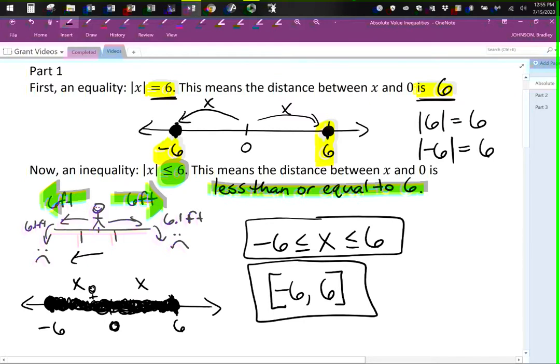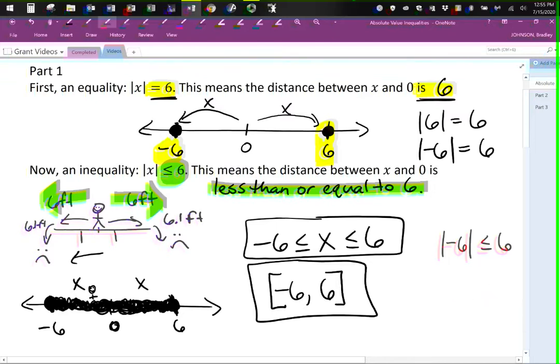A couple ways that you could check this, right? If you take the absolute value of -6, is this less than or equal to 6? You ask yourself that. Well, yes, it is, because absolute value of -6 is 6, and 6 is less than or equal to 6. That is true. So that would work if you checked it.